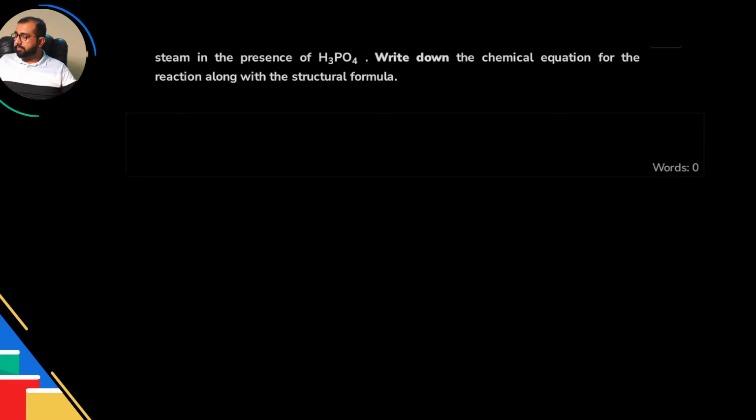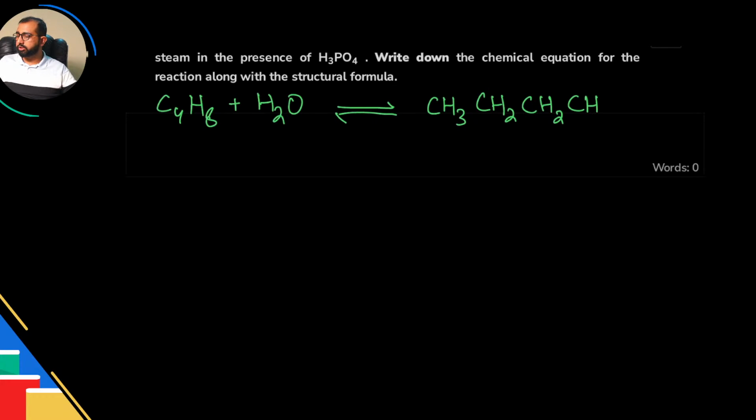Write down the chemical equation for the reaction along with the structural formula. Okay, so structural formula, we'll just write it down. Butylene is C4H8, and with water it will undergo hydrolysis, and that will be C4H9OH. But since I need to give a structural formula, I will show that it is CH3CH2CH2CH2OH.